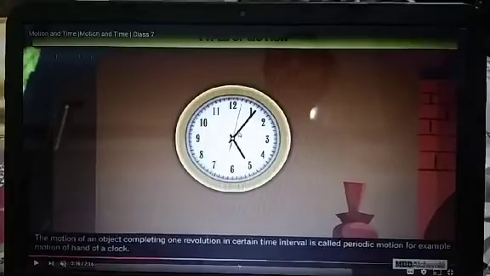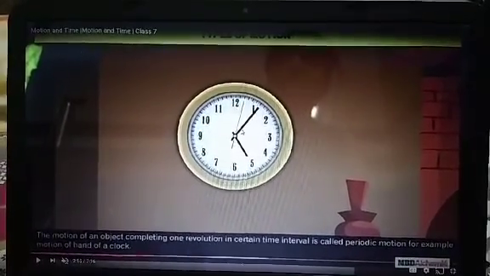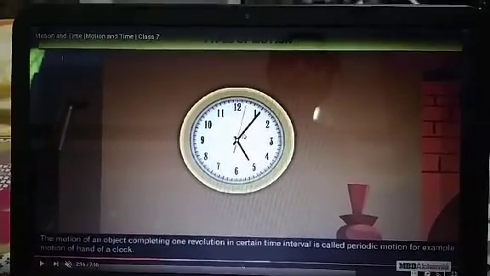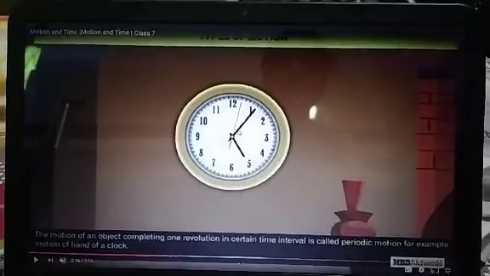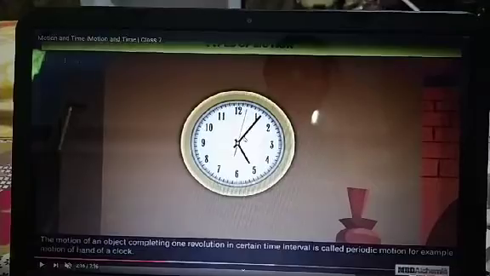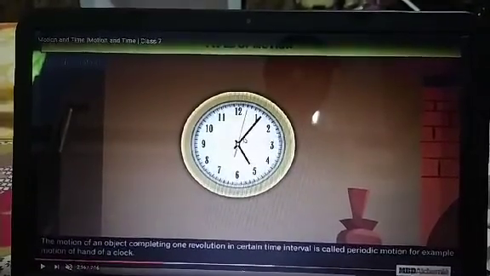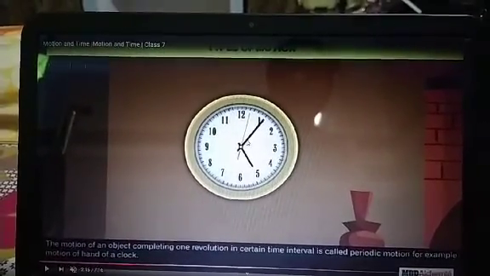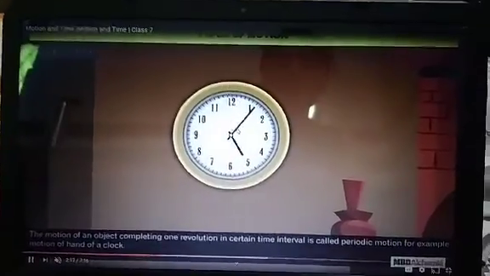A motion of an object completing one revolution in a certain time interval is called periodic motion. Okay, so this is known as periodic motion.